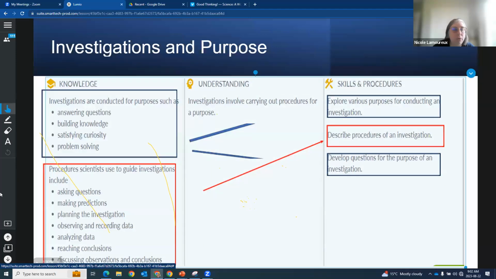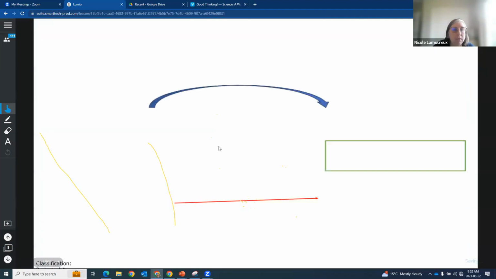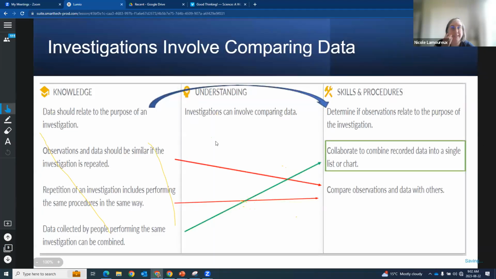Okay, so now let's look at the second set of data. Sorry, I've got data in my head because someone asked that question. So we have determined if observations relate to the purpose of an investigation. If they're going to be observing data, it has to connect back to purpose: what are we trying to find out here?